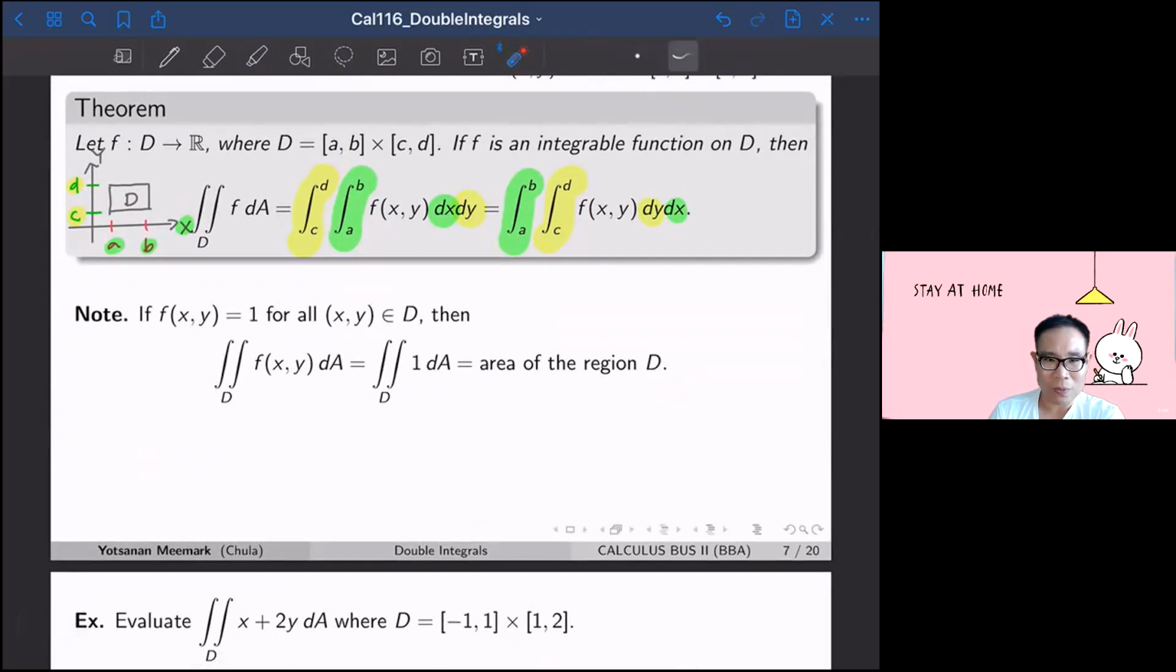I know that you may think, hey, why don't you just get the area of D by multiplying (B minus A) and (D minus C)? Yes, you can. However, I talk about this for any general D, because D does not necessarily have to be a rectangle all the time. We're going to see D be other regions in the next clip.